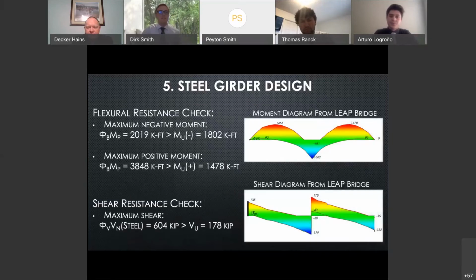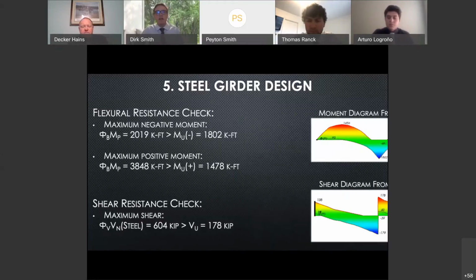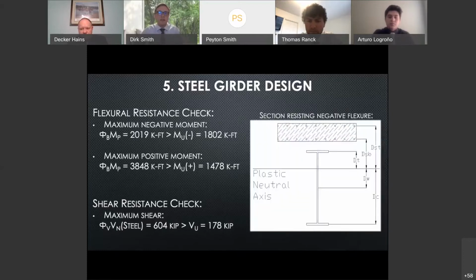From the diagrams on screen right now, you can see the maximum moments and shear forces provided by the LEAP Bridge steel design software. When checking the flexural resistance strength at the 2 locations required, it is important to consider what bridge elements are helping resist flexure. This can be broken into 2 categories.